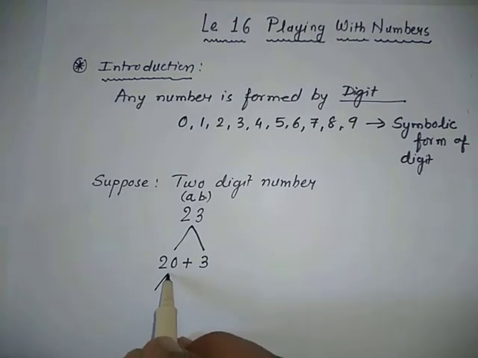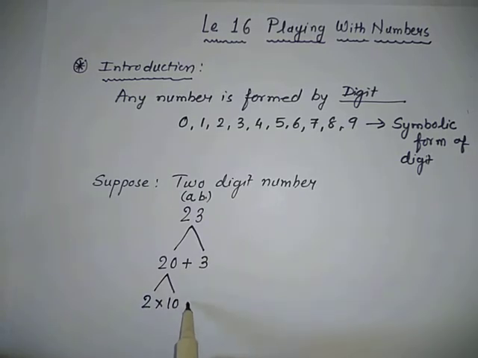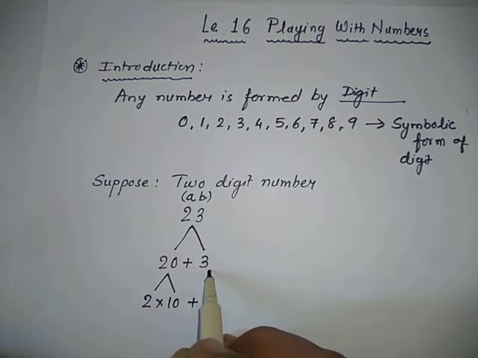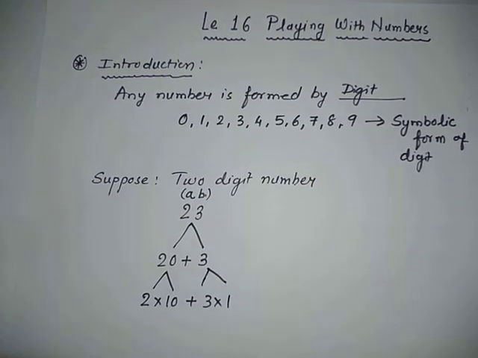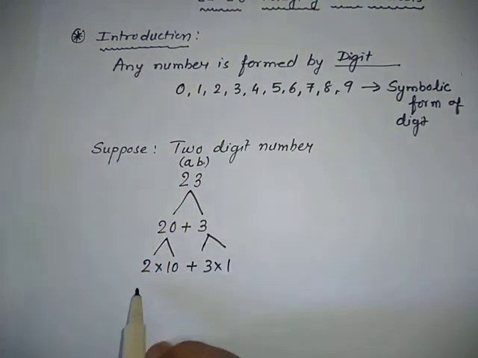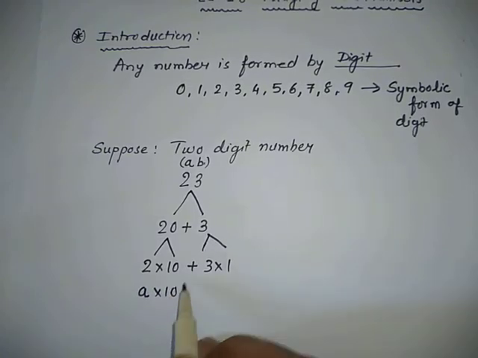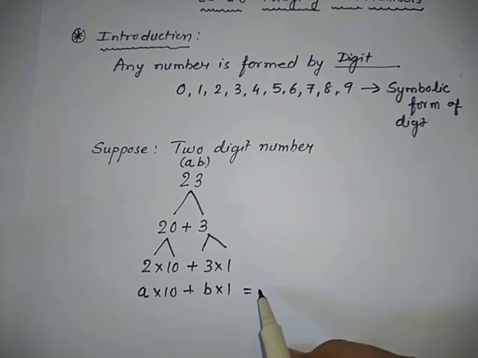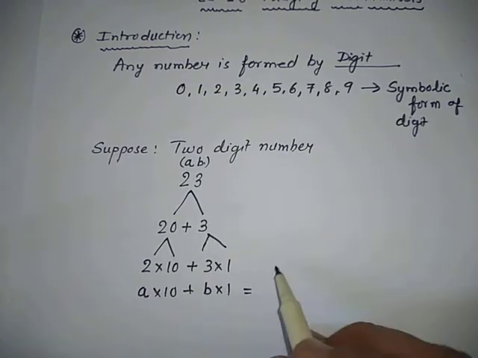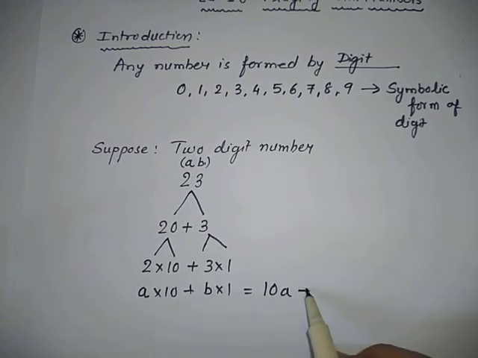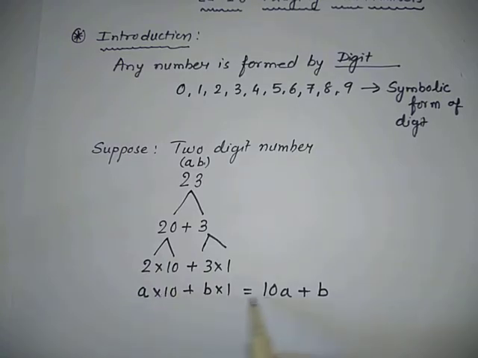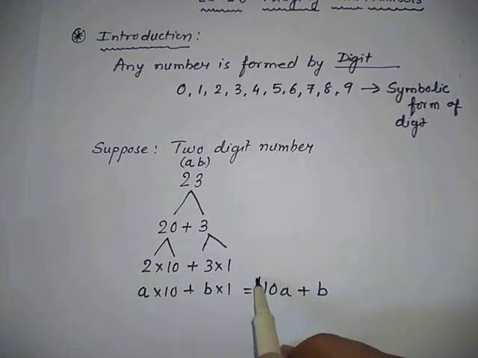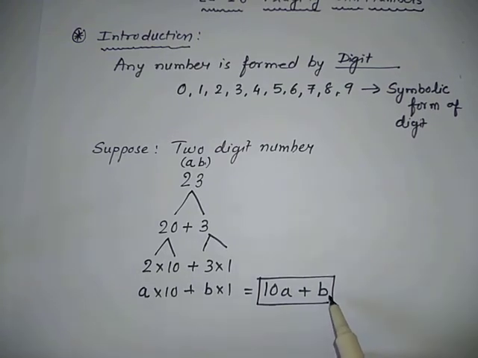Now proceeding further, that means 2 is multiplied with 10 and then 3 is added, and we can split it like this also: 3 into 1. So we can write A into 10 plus B into 1. So we write like this: 10A plus B, since the coefficient 1 is silent. So this way a two digit number is formed.